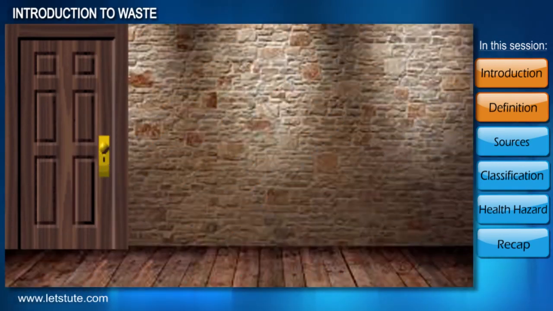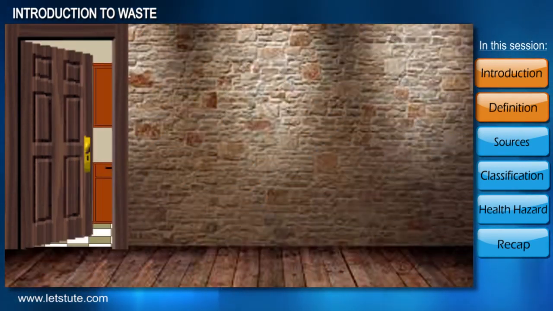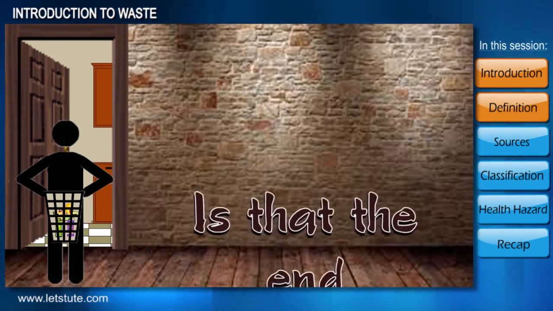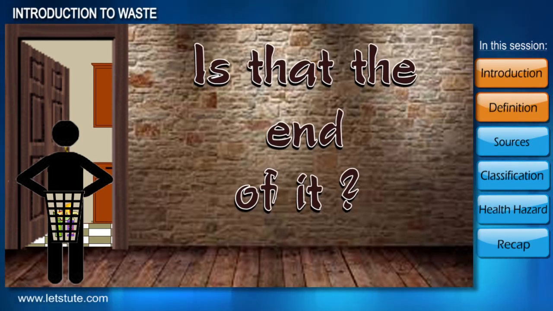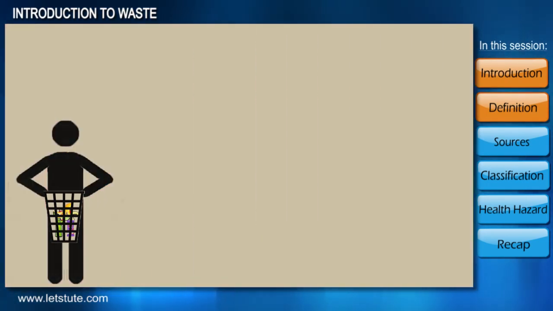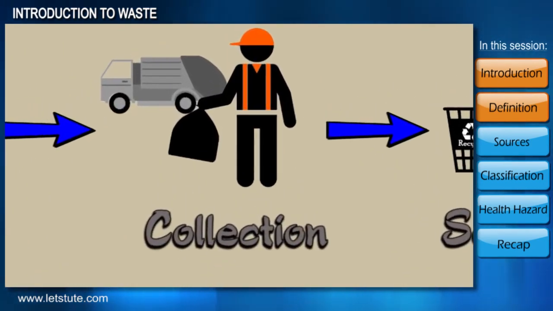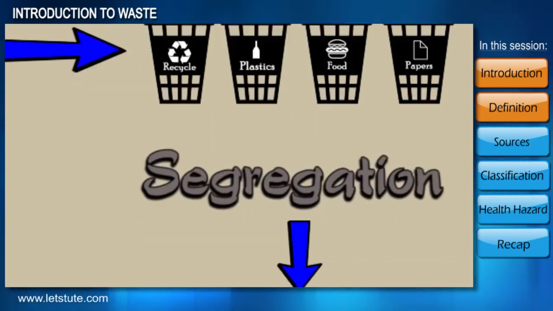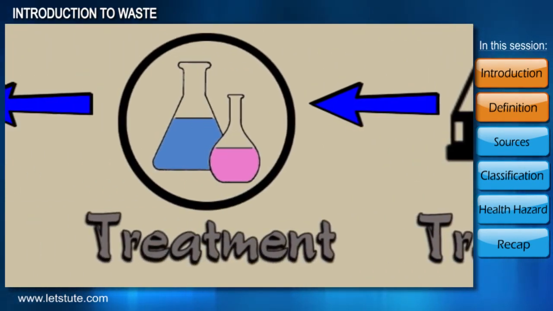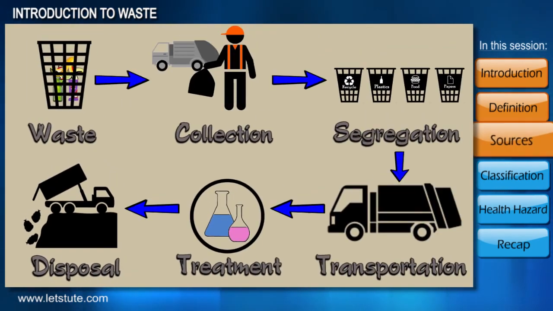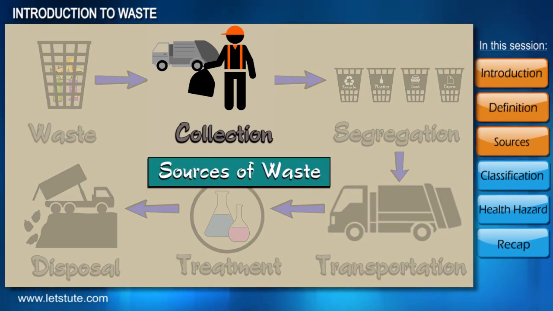We normally get rid of the waste generated at homes by keeping our bins outside the house, right? But is that the end of it? No. These wastes undergo a series of processes, right from collection, segregation, transportation. Some wastes are even treated and then finally are disposed of. So let's see the various places of its origin from where the waste can be collected.